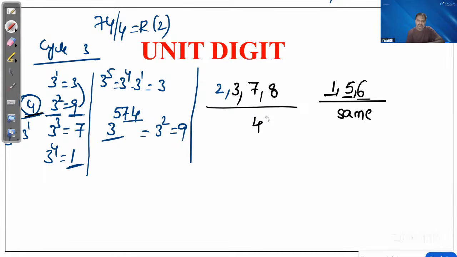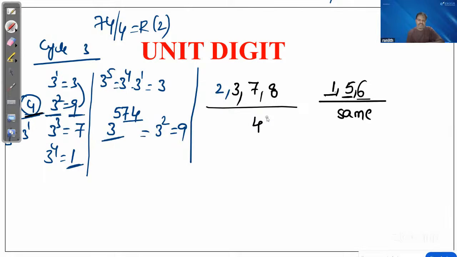4 power 1, 4 power 2 equal to 6 square, 6 into 6 equal to 36, where the unit digit will be equal to 6. Next, we make a note: if the power is odd, unit digit will be equal to 4. If the power is even, unit digit will be equal to 6.